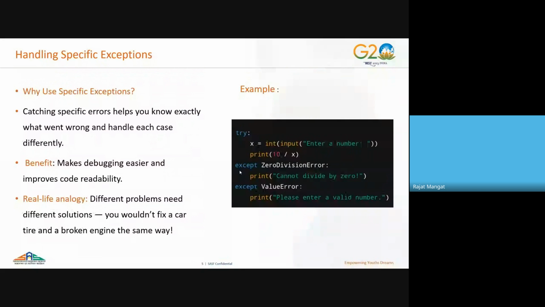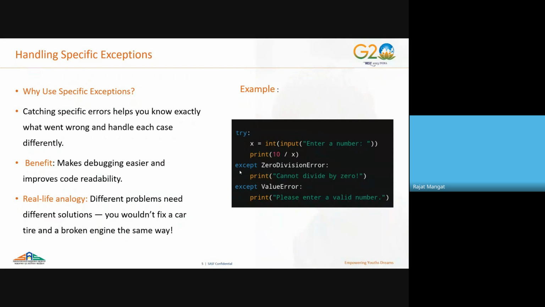Similarly, if we throw a very informative message to the user, then the user is able to efficiently handle and debug the error that is causing this thing to break. So the user is able to very easily debug that code, and the code becomes very reliable and adaptable. So that's why we need to use specific exceptions, to know what went wrong and handle each case differently. What are its benefits?